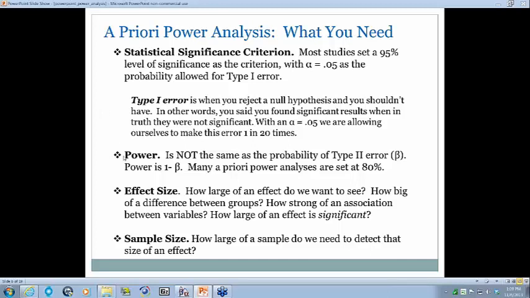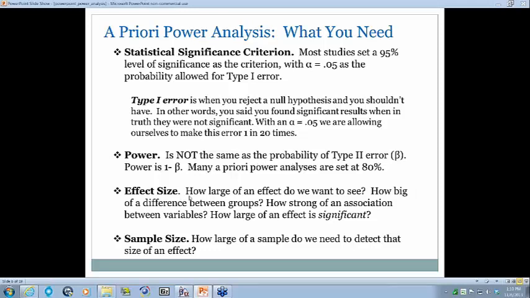Power we also need. A lot of people confuse power with type 2 error. They think, oh, since the statistical significance criterion is alpha, then beta is power. And beta is not power. 1 minus beta is power. The beta type 2 error is kind of the opposite of type 1 error. Everything's done in terms of the null hypothesis. So type 1 errors, you're saying you found significance when it really wasn't. Type 2 is the other way around. You're saying you didn't find significance and there kind of was. And that's why your power is related to that.